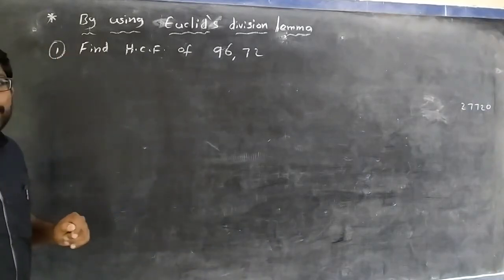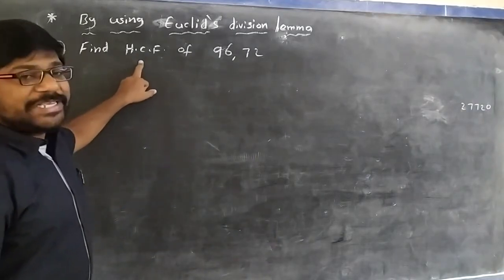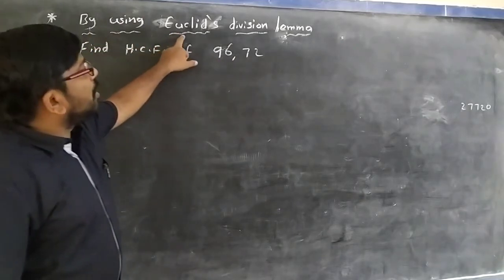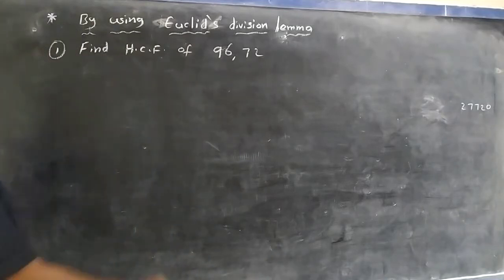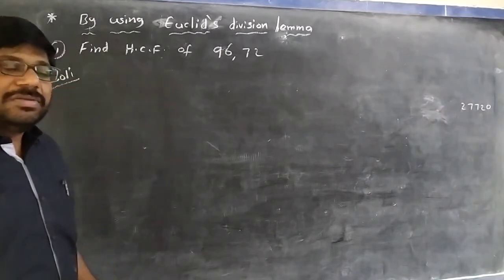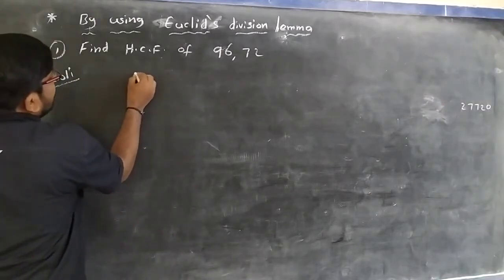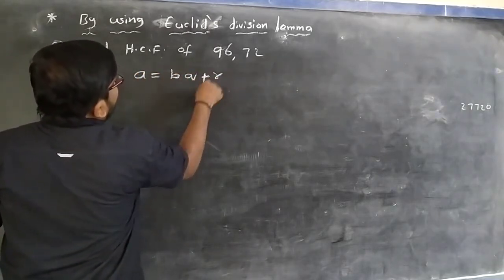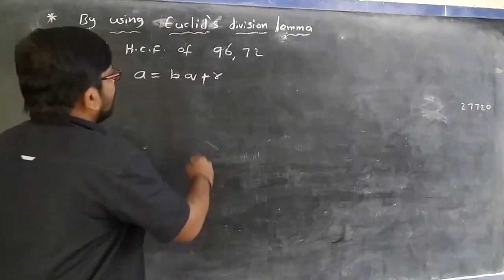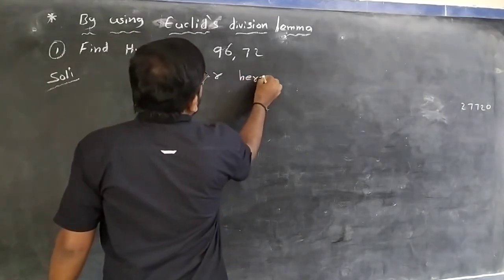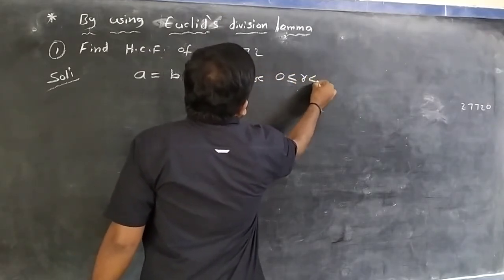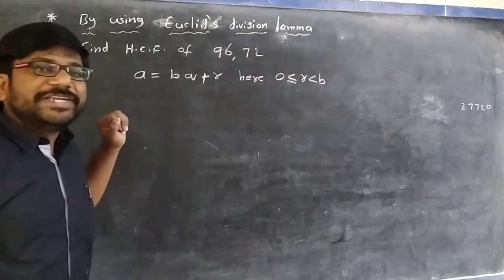Let me do one problem. Find the HCF of 96 and 72 by using Euclid's division lemma. So what is Euclid's division lemma? Euclid's division lemma is a equals bq plus r, a equals bq plus r, if the condition is 0 less than or equal to r less than b. This is Euclid's division lemma.